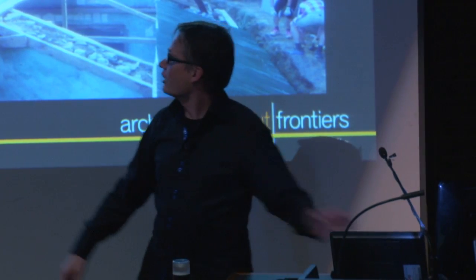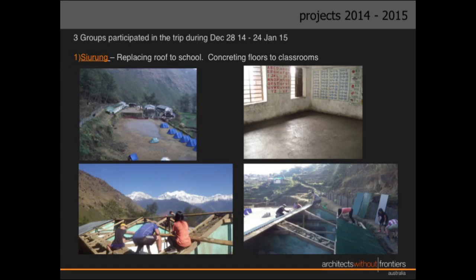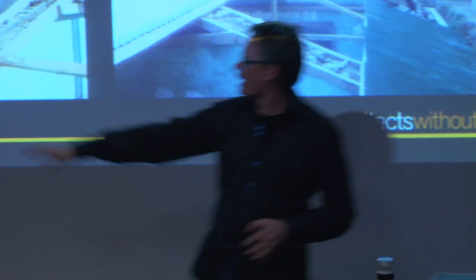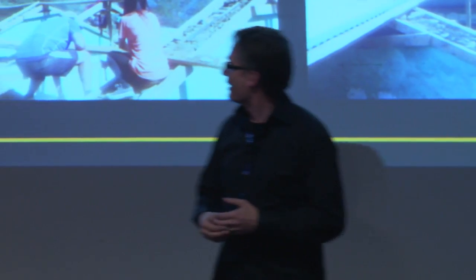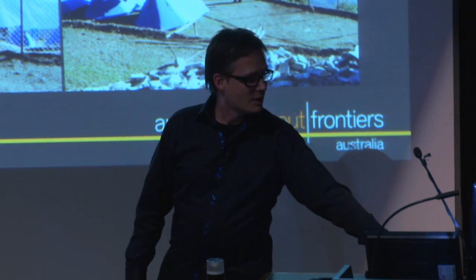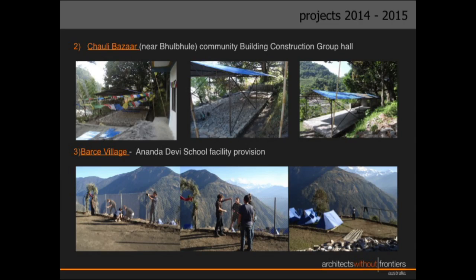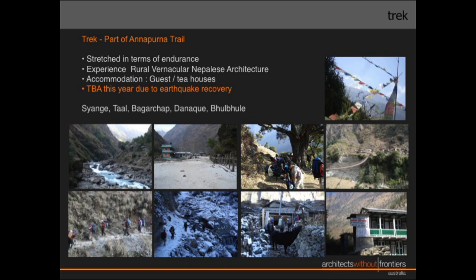And last year we had a few groups head over again, concreting some other rooms in Sirung and replacing a roof to the school. It's not a bad view from your work site, and no, really good outcome. And constructing a community space in Bulbule and doing some work at Ananda Devi School. After that, we go on a short trek, but we might have to rethink that at the end of this year.